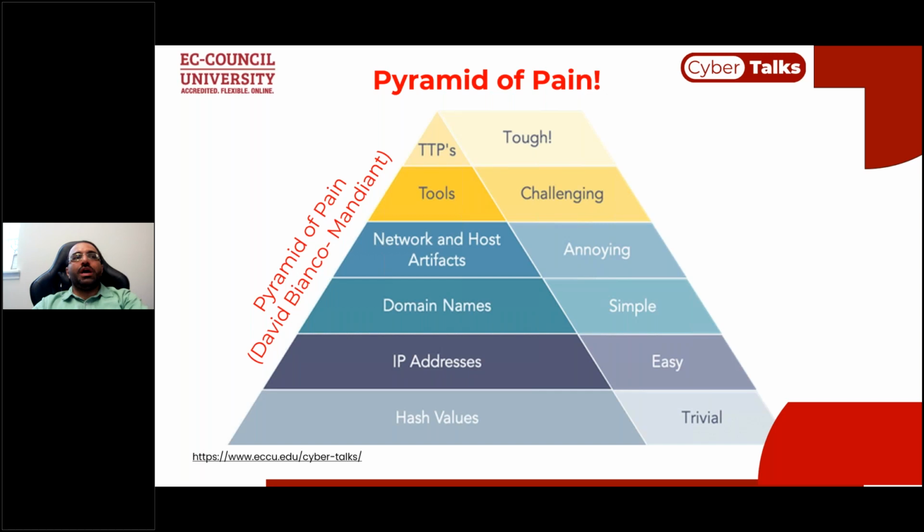So if we use that kind of technologies for the detection, it would be kind of simple or easy for the attackers to change, right? But if we can build solutions that are on higher levels, trying to identify tactics, techniques, and procedures of the attackers when they are targeting an environment, changing those would be very tough for attackers.